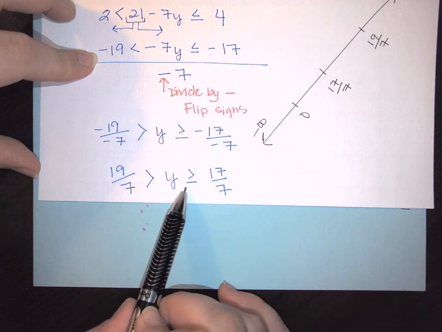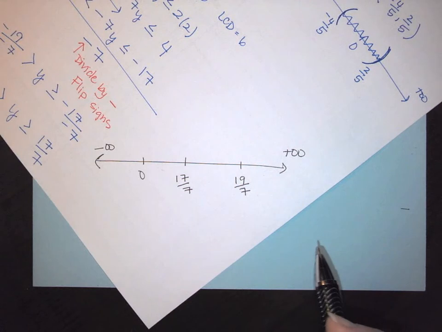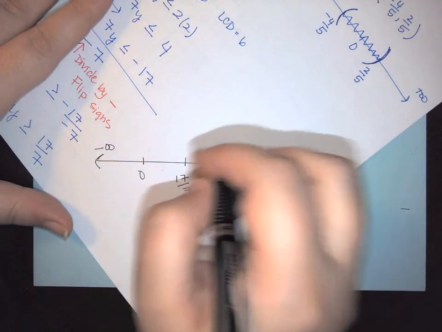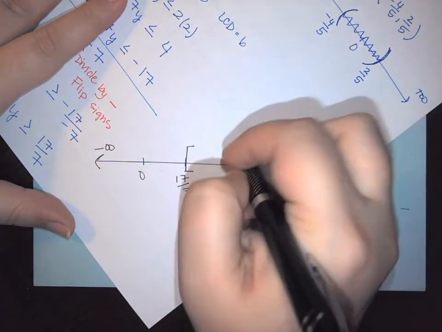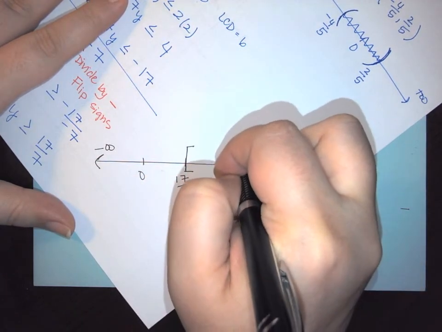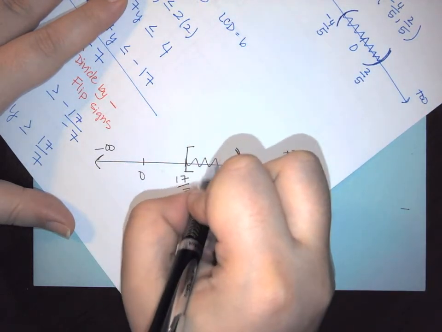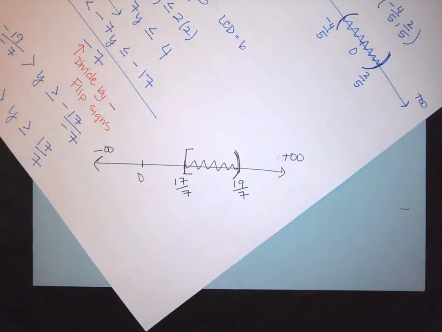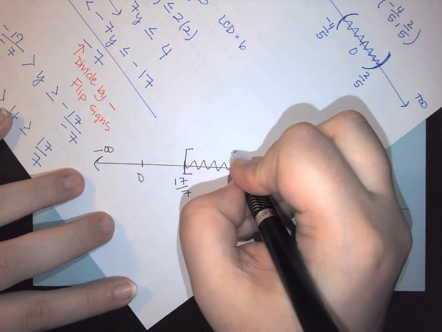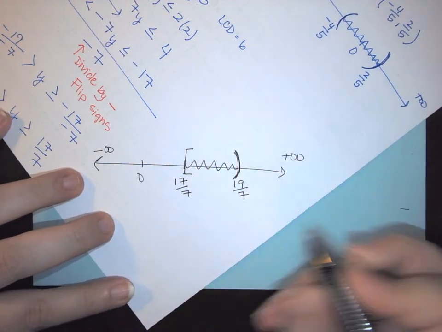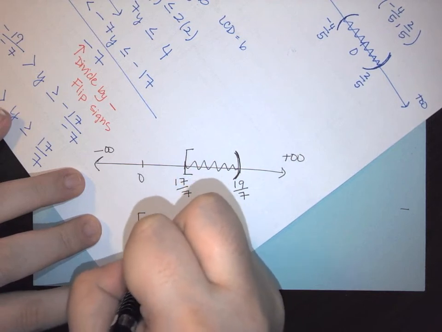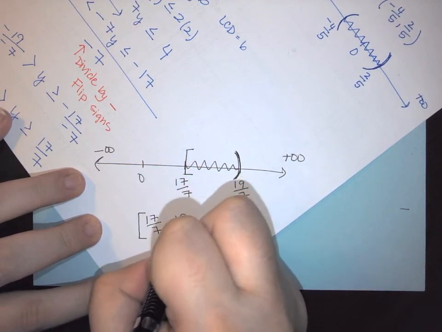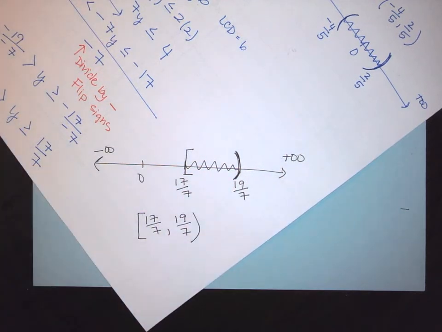Notice that in my inequalities, 17 over 7 has an equals, 19 over 7 does not. So 17 over 7 is going to have a bracket. 19 over 7 does not, it's a parenthesis. And then we're shading in the middle. Now, last but not least, we need to write our interval. So we're going to start with a bracket at 17 over 7, travel up to 19 over 7, and close it with a parenthesis.